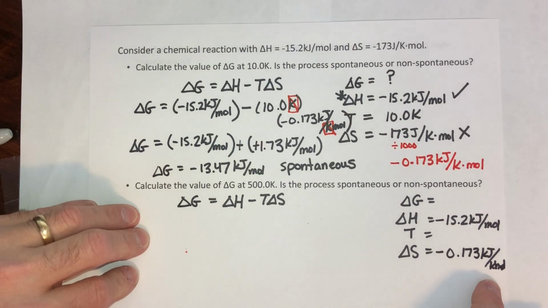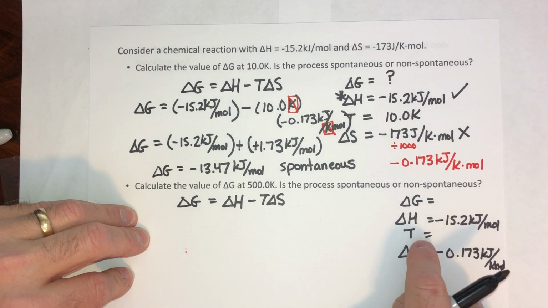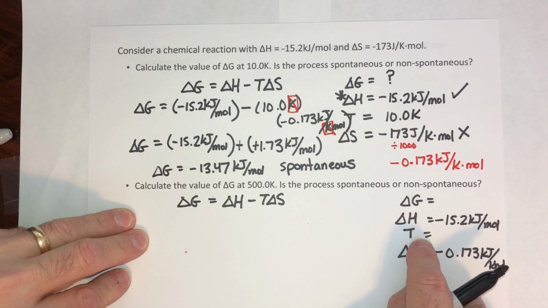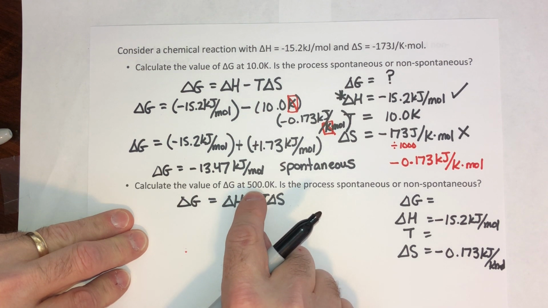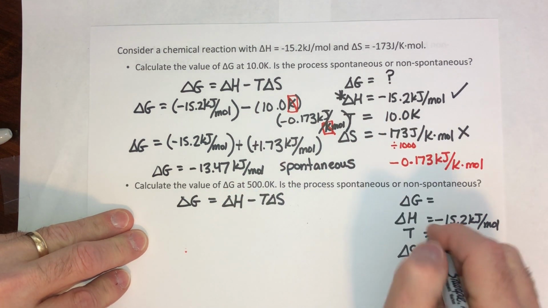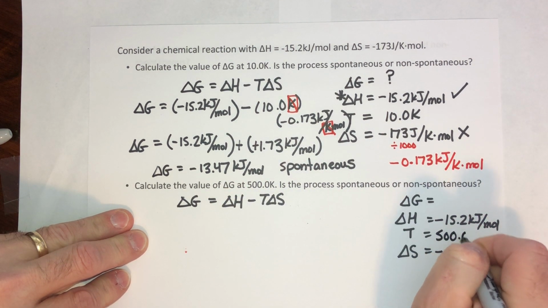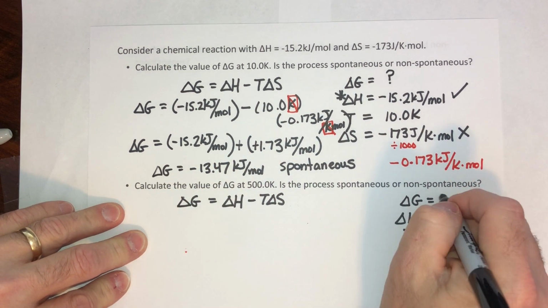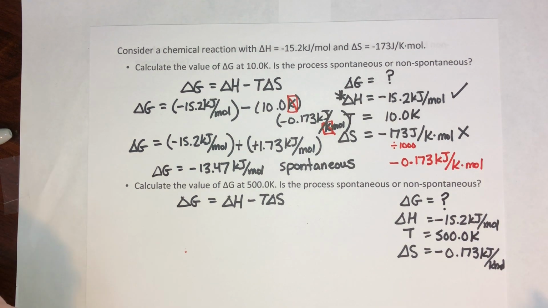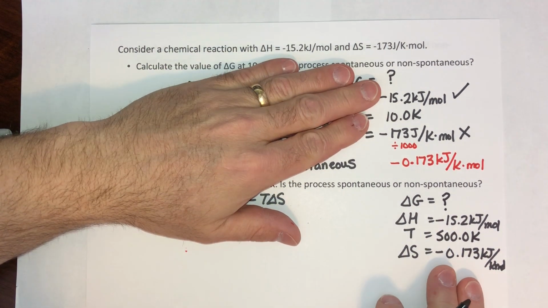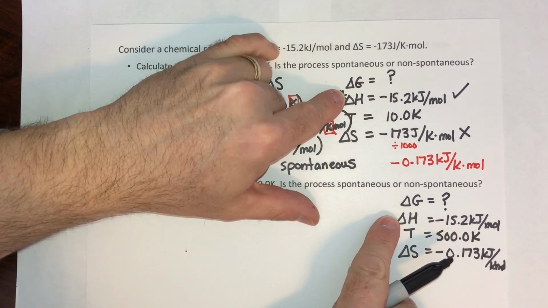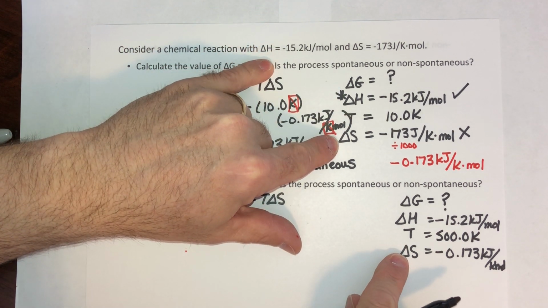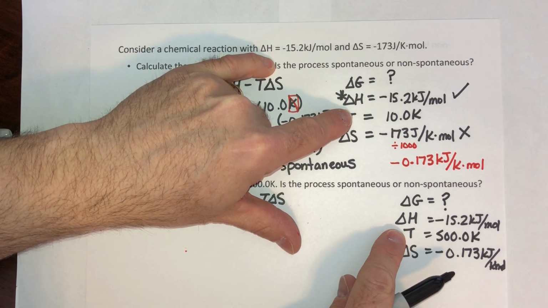Kind of got squeezed there. The temperature, though, is different, right? The temperature this time is 500 Kelvin. Before it was 10, now it's 500. So this will be 500 kelvins. And again, I'm being asked to calculate the value of delta G. So it's the same set of numbers, right? The delta H is the same, the delta S is the same, but the temperature has changed.